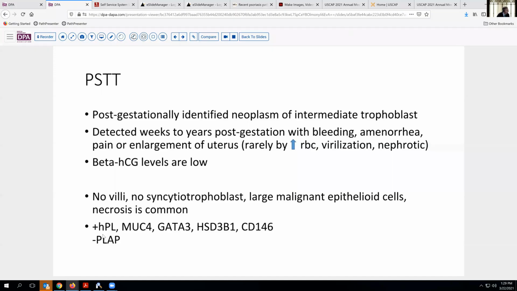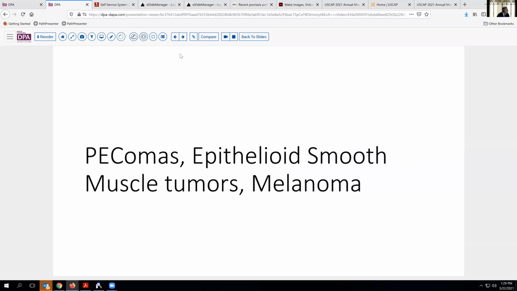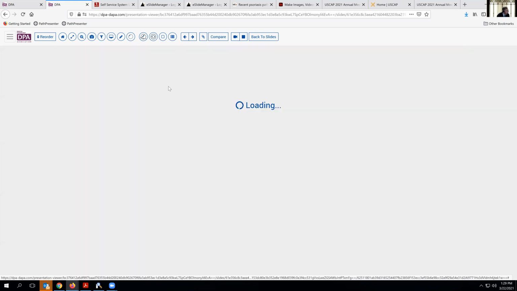So just to reiterate, HPL positive, GATA3 positive, they're not squamous cells, MUC4 positive, negative for PLAP. That PLAP becomes very useful. Other lesions, as I'd mentioned, that could be confused with this, and I'll just put a few of these in here for us to look at.